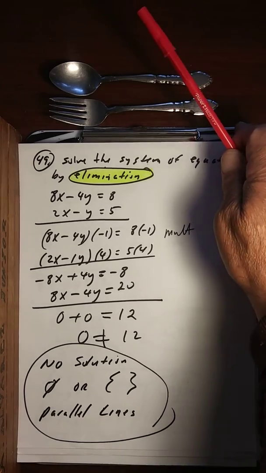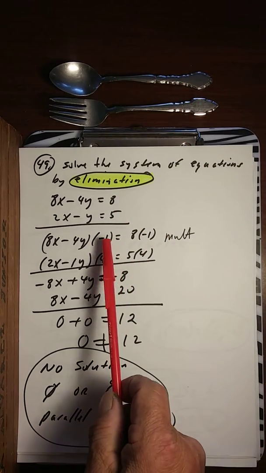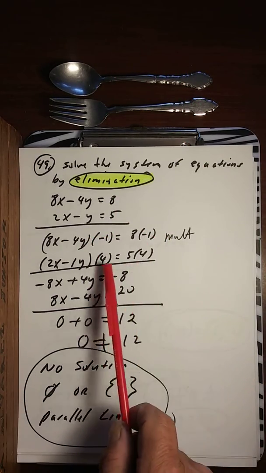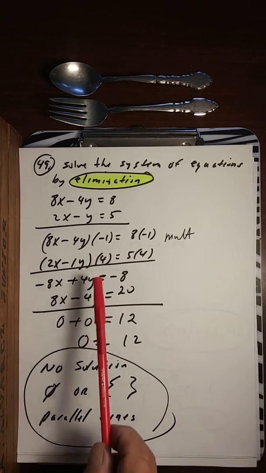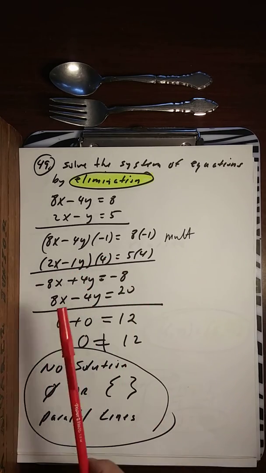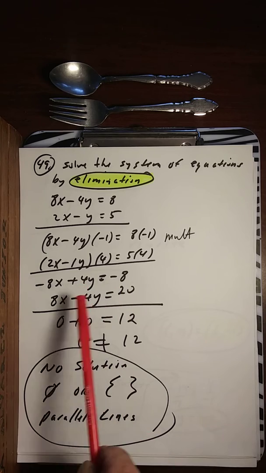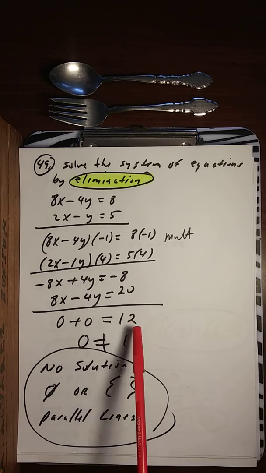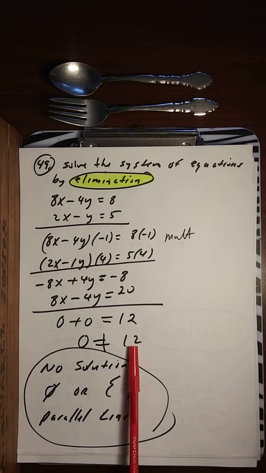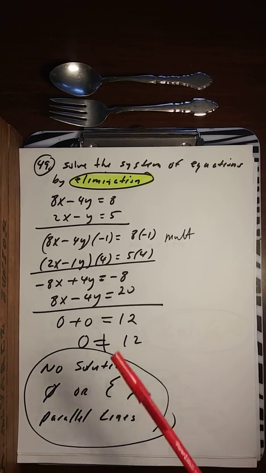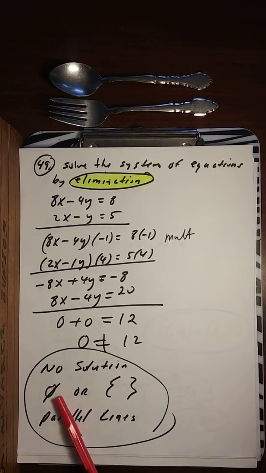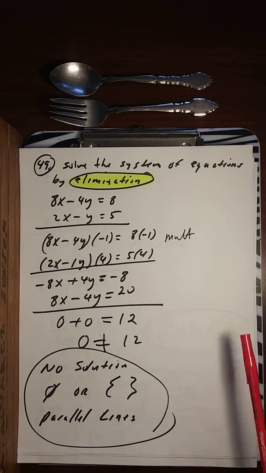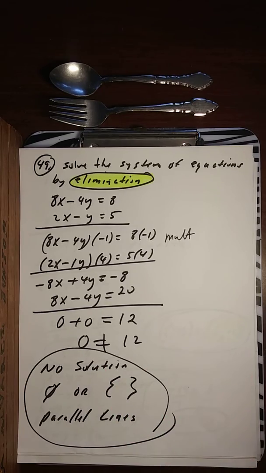Solve the system of equations by elimination. Okay, let's get rid of one, so multiply this one by -1, and this one by 4. What's going to happen is we get this new one, and if we add them straight down, we get 0 plus 0 equals what? 12. 0 is not equal to 12. That means these lines are parallel. They're never going to intersect. There's no solution. Empty set, parallel lines. Okay? There's no solution.